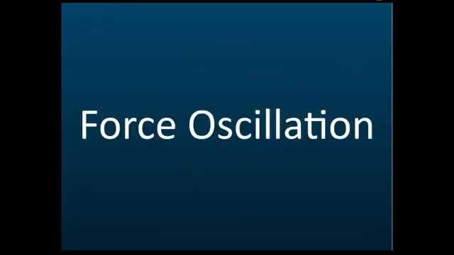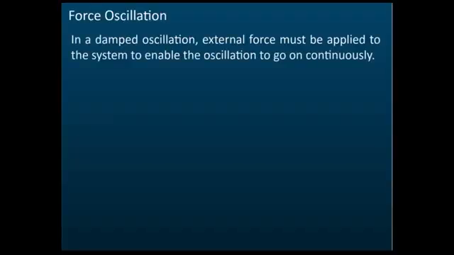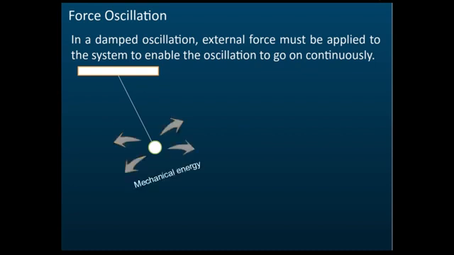And then we also learned forced oscillations. What are forced oscillations? In damped oscillations, an external force must be applied to the system to enable the oscillations to go on continuously. For example, let's say we have an oscillating pendulum, and it loses mechanical energy to the surroundings, and this causes the amplitude to decrease over time.